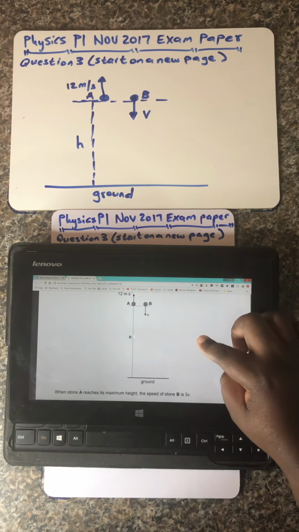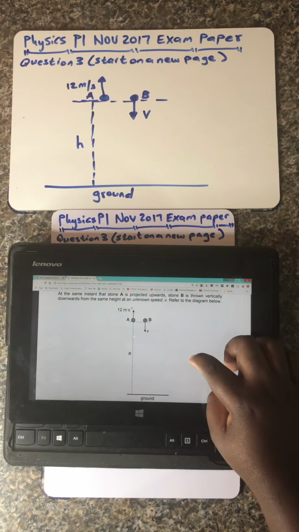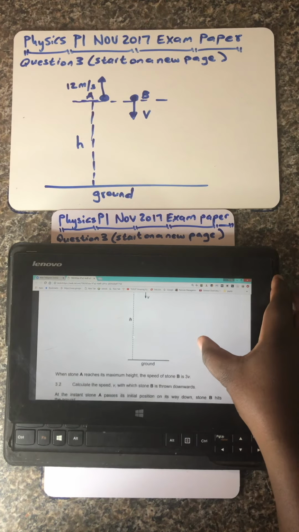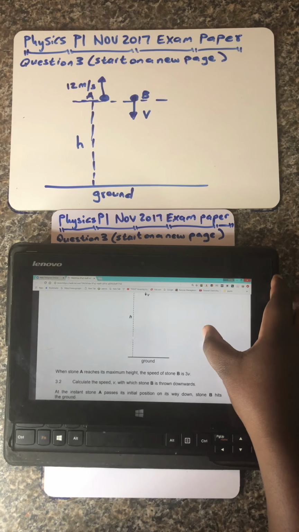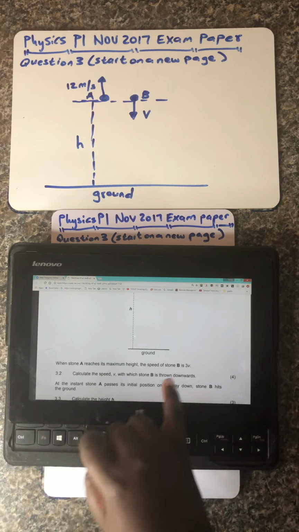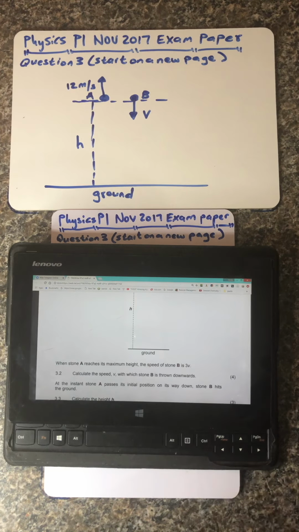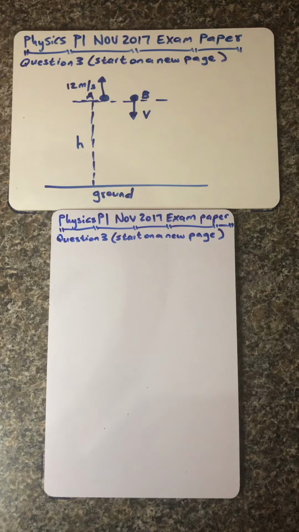So, as you can see, this is the diagram. I've already explained it in the previous lesson. We are solving for question 3.1. So let's not spend additional time re-explaining that given diagram. So we can now move to the next statement. As you can see there, it says when stone A reaches its maximum height, the speed of the stone B is 3v.